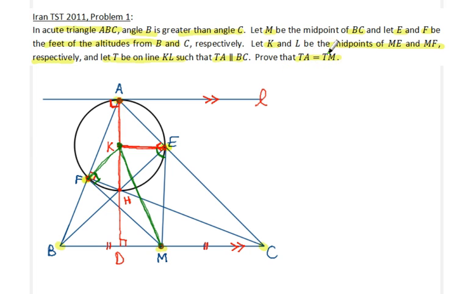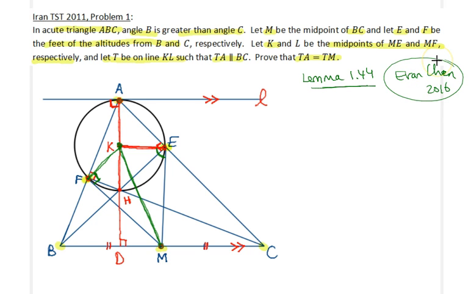Before I begin solving this problem, I would like to remind you of one of our previous videos where we discuss lemma 1.44 from Evan Chen's 2016 geometry book. It is pretty much the same configuration. We have a parallel line here going through A parallel to BC. E and F are the feet of the altitudes.